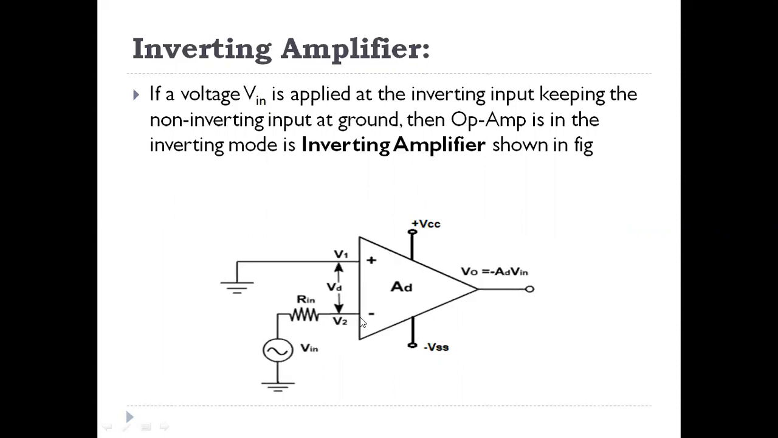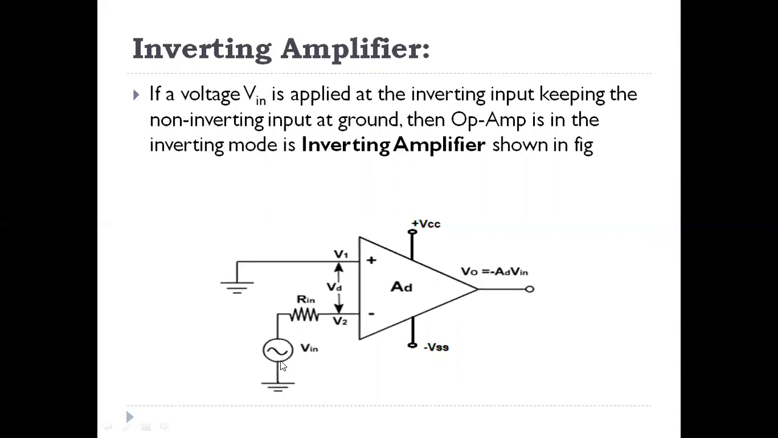So whenever we are applying the input signal Vin to the inverting input terminal and the non-inverting terminal is grounded, this type of amplifier is known as an inverting amplifier. In an inverting amplifier, we get the output 180 degrees out of phase with the input. That means we get a negative sign at the output.